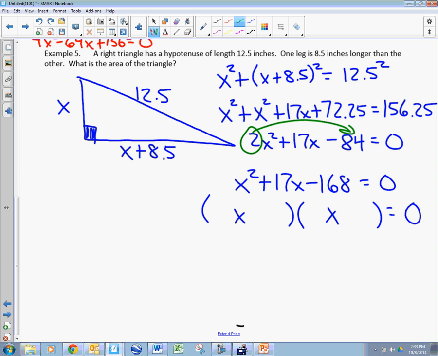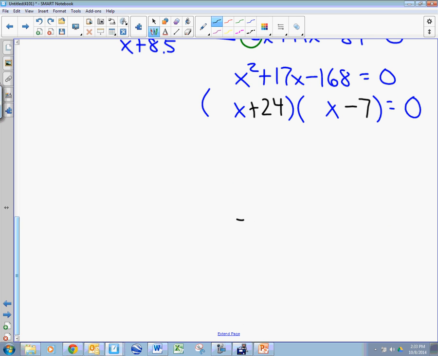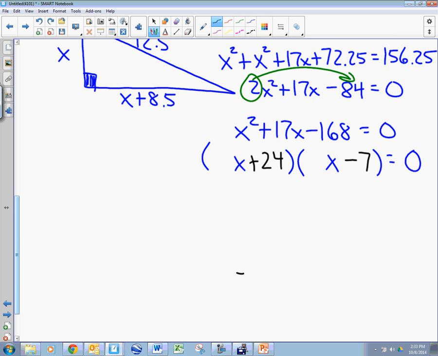All right. 7 and 24. Awesome. You got it. 7 and 24. So, okay, if you can't do it with these numbers, then use the quadratic formula because that will never fail you. You always come up with an answer with the quadratic formula.